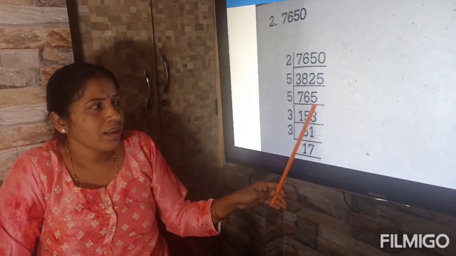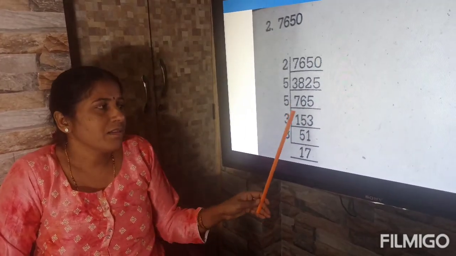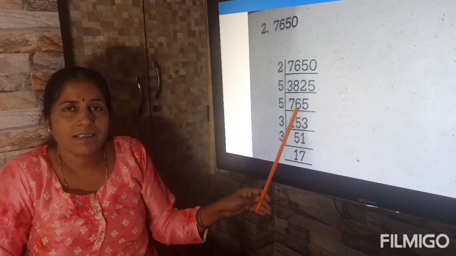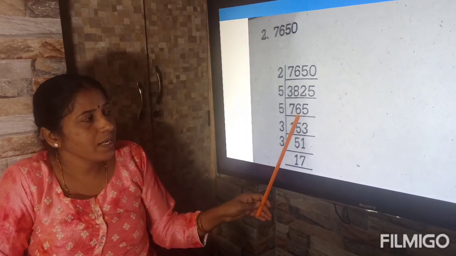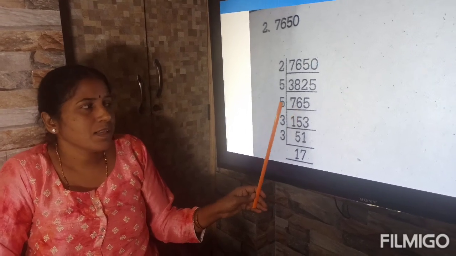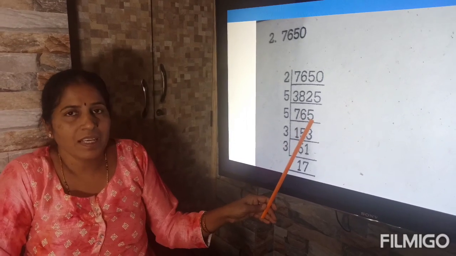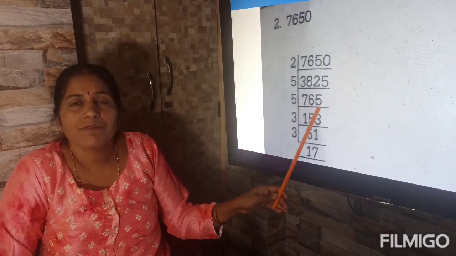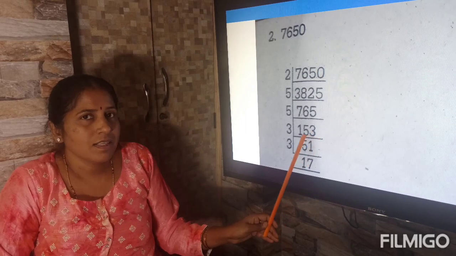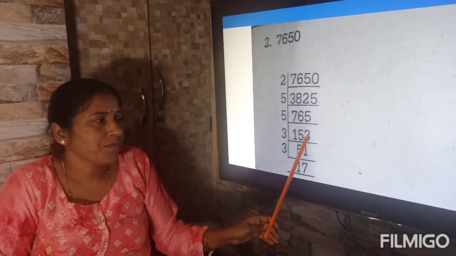It became 765. Again at the unit place 5 is there, no? Divide by 5. 5 1s are 5. From 7 subtract 5, 2 remains. Add this 6, it becomes 26. 26 divided by 5, 5 5s are 25. From 26 subtract 25, 1 remains. That 1 with the next unit place 5 becomes 15, and 5 3s are 15. This became 153. Then we can divide this number by 3.